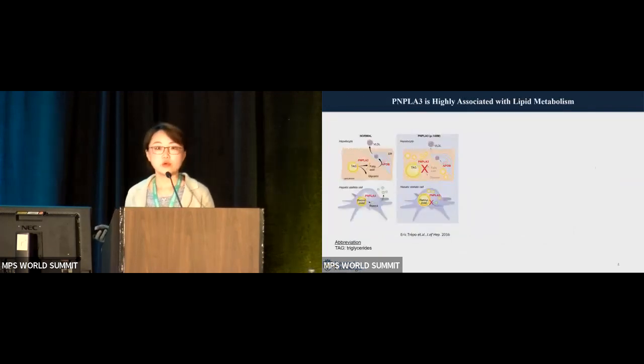Now you may be wondering, what is the biological function of PNPLA3? PNPLA3 encodes a protein that is highly associated with lipid metabolism. In the normal condition, this protein is located on the lipid droplets, and it functions as a hydrolase to facilitate the metabolization of triglyceride and fatty acid in the hepatocytes and retinol in the stellate cells. However, the mutant form of this protein will block this process, which leads to lipid accumulation in different cell types.